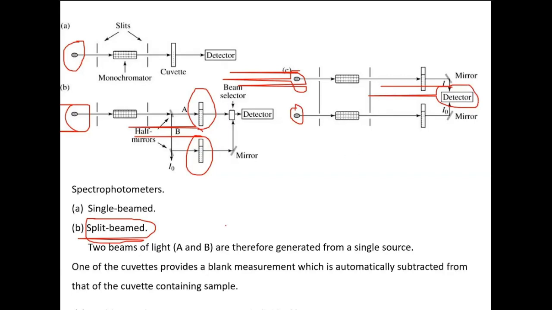With reference to the price, the single beam spectrophotometer is very cheap. Split beam is relatively costlier than single beam. Now what we are using is the dual beam spectrophotometer. It is relatively very costly. Even the basic model comes around 4.5 to 5 lakhs. And that is talking about the best quality of spectrophotometer.